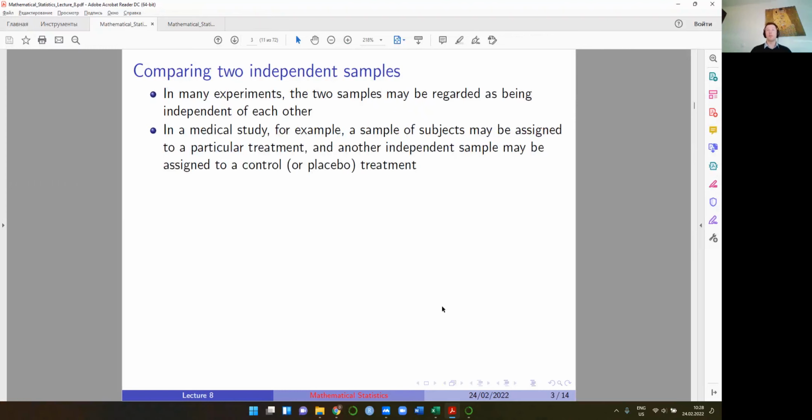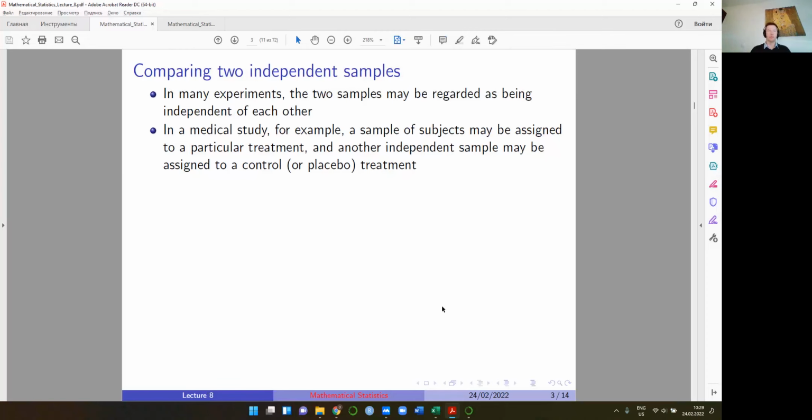So we want to understand. For example, there is one example in medical study. A sample of subjects may be assigned to a particular treatment, and another independent sample may be assigned to a control or placebo treatment. You probably have heard how the testing of vaccines against COVID has been done. That's exactly what we see here. Or that example about the master's degree and random assignment of this master's degree.